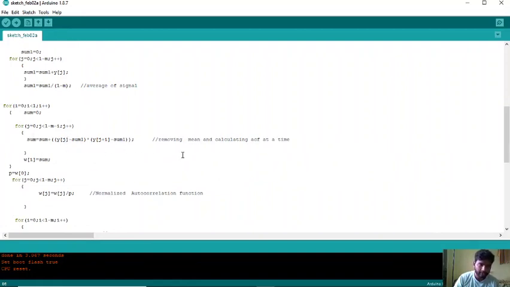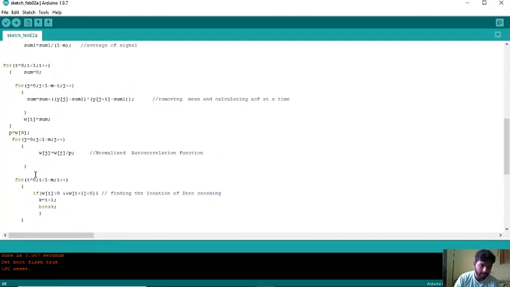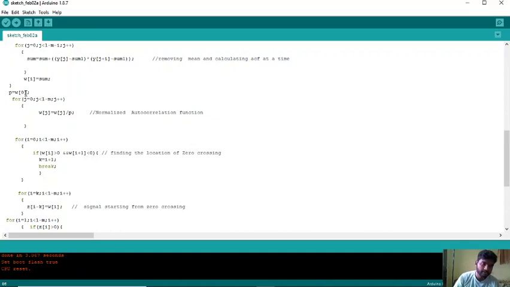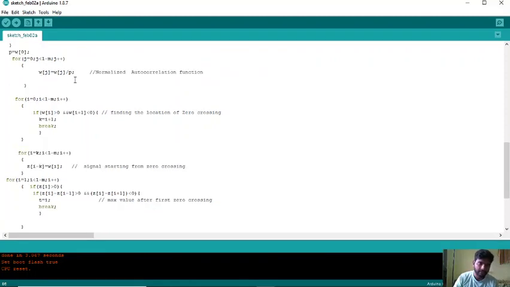And we are going to find the moving autocorrelation of the given signal by removing the mean. As we know, r of 0, where r is the autocorrelation function, is the power of the signal. To normalize, we have to divide the autocorrelation values by the power. So we divide the autocorrelation values by power, and then we find the first zero crossing.